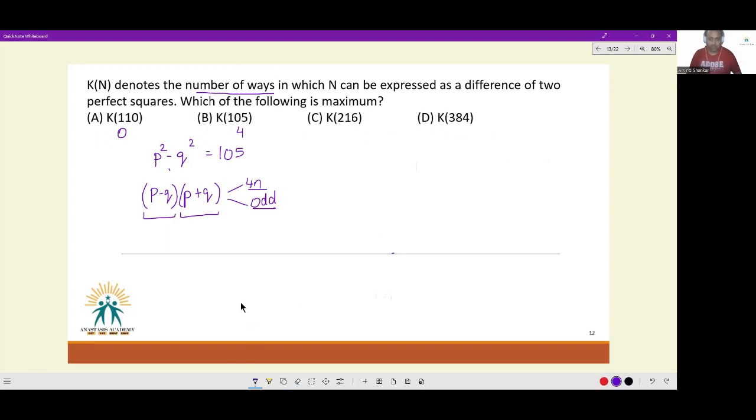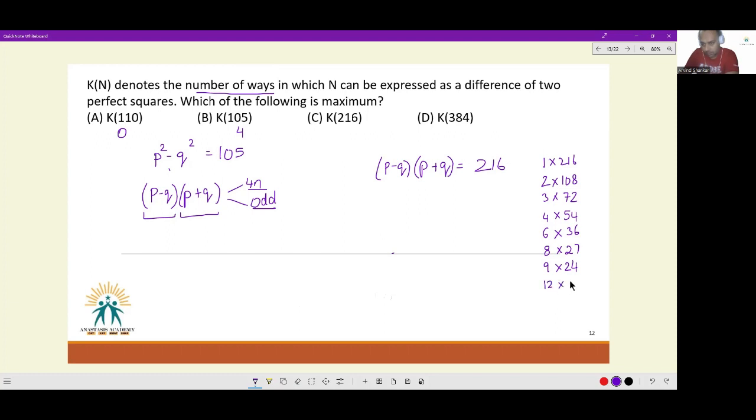Again, we will do it in a manner that I'm expecting you to not have done this earlier. So I've got (p minus q) into (p plus q) is equal to 216. Again, just like 105, I will write down 216 as pairs of two factors. 1 into 216, 2 into 108, 3 into 72, 4 into 54, 6 into 36, 8 into 27, 9 into 24, 12 into 18, and I think this is it. This is all the ways in which 216 can be represented as a product of two numbers.